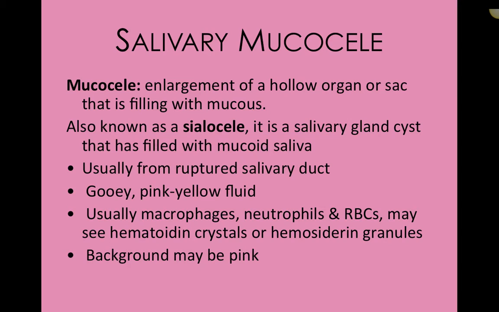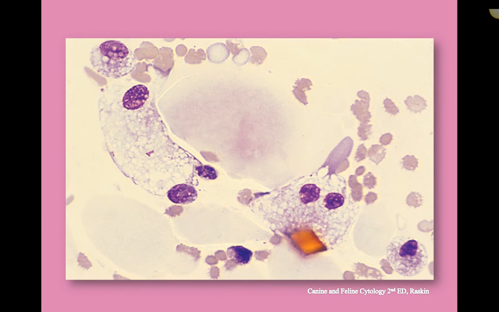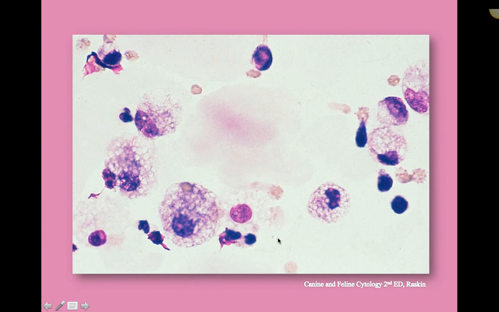In the cytology, you'll normally find macrophages, neutrophils, and red blood cells. You might see hematoidin crystals or hemosiderin granules, and the background is often pink, sort of like a cloudy pink. And this is pretty common. So here are some macrophages specific to mucus. Remember, I was telling you in previous lectures how when macrophages are in mucus, they become very frothy and very vacuolated. Okay, and then large pink clouds of keratinized tissue, some red blood cells, and then there is some breakdown of RBCs right there. Here's another good example. So this is a common finding on a sialocele.